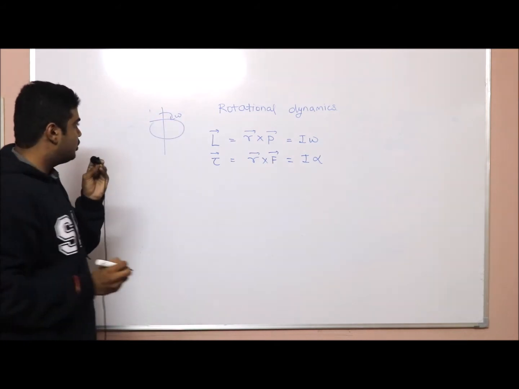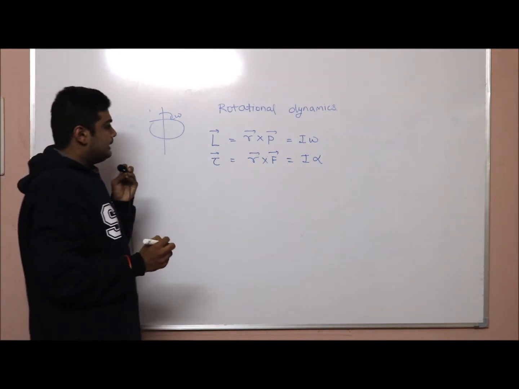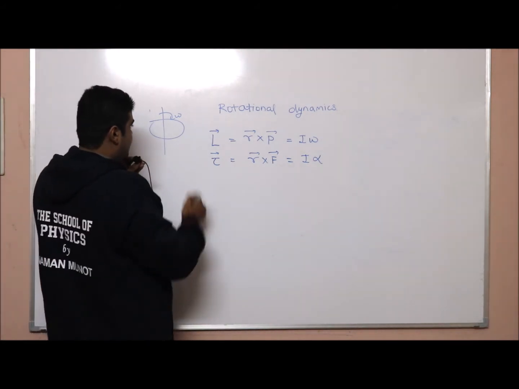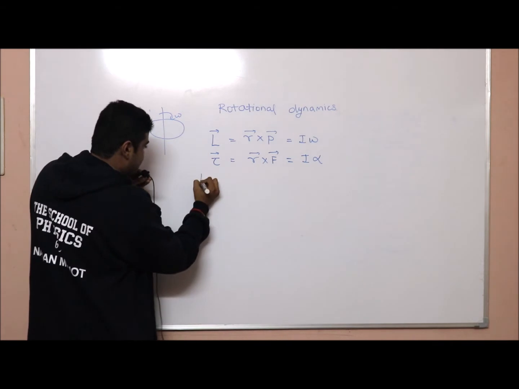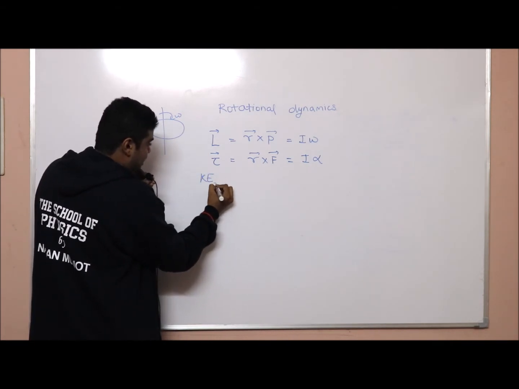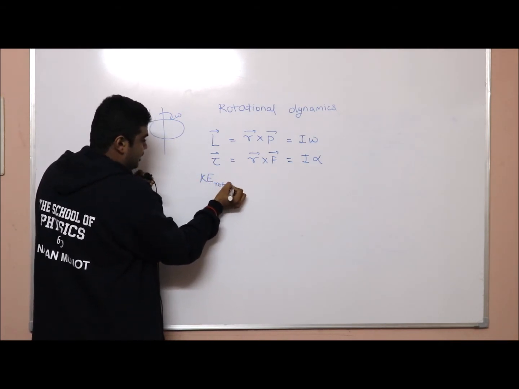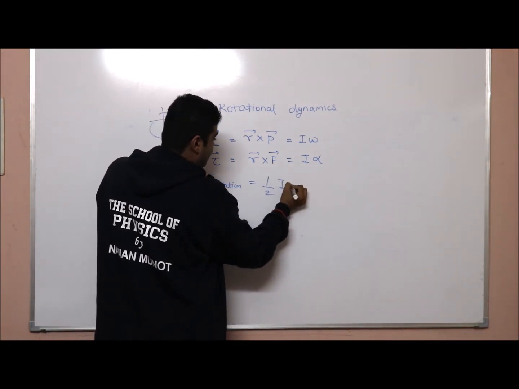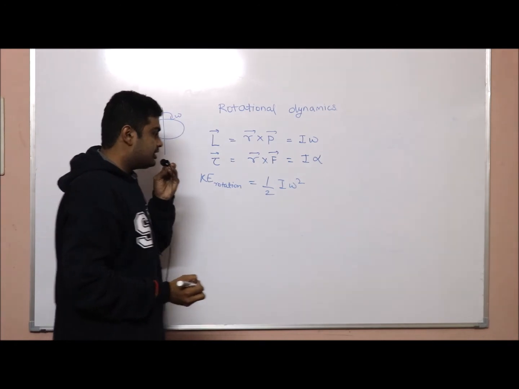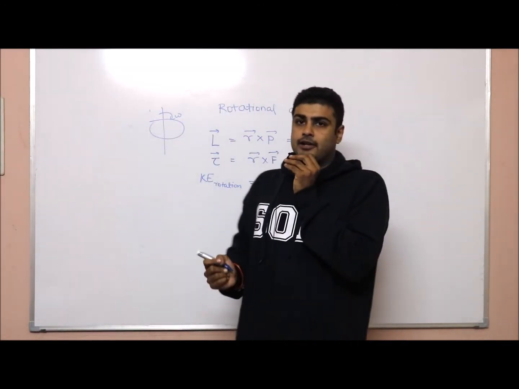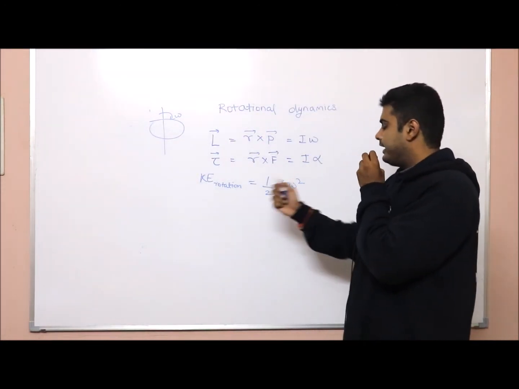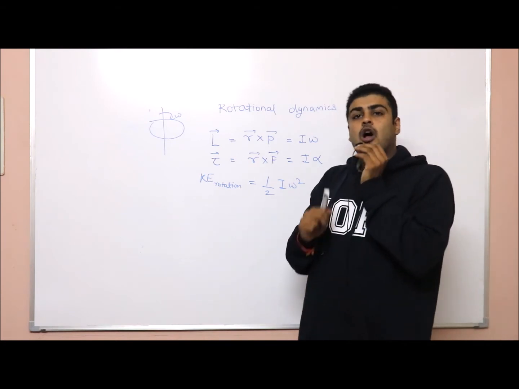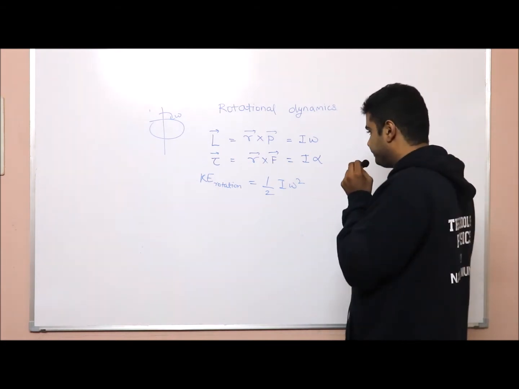Okay, so then we also have this: what is the kinetic energy? Kinetic energy in terms of rotation is equal to half I omega square. You can check the units. The units are of energy and it will come out in joules. So kinetic energy of rotation is equal to half I omega square.